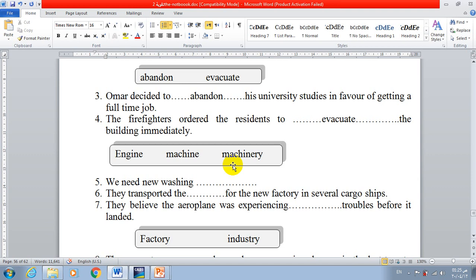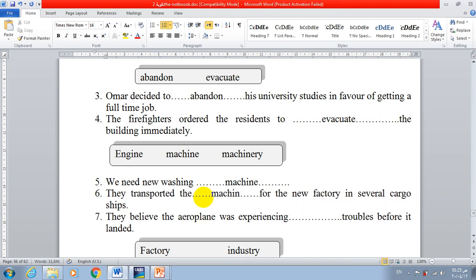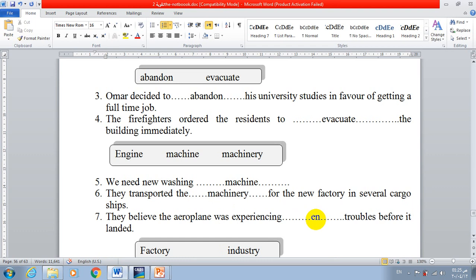So, number 5, what is the right word? Good. The right word here is machine. And number 6, excellent. Number 6 is the word machinery. Then number 7 is the word engine. Okay.